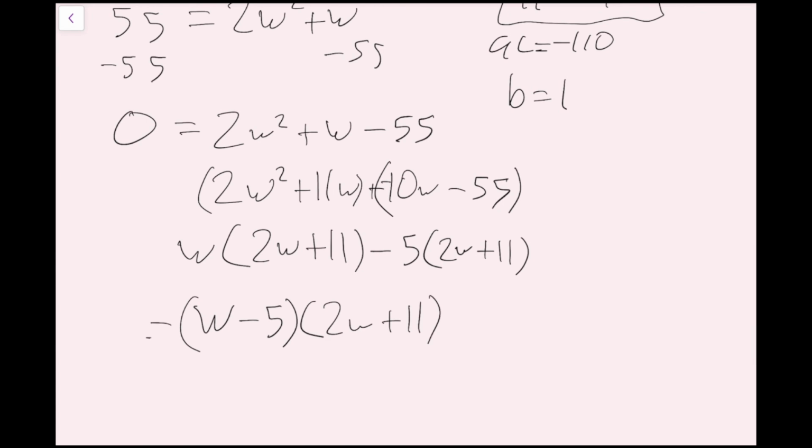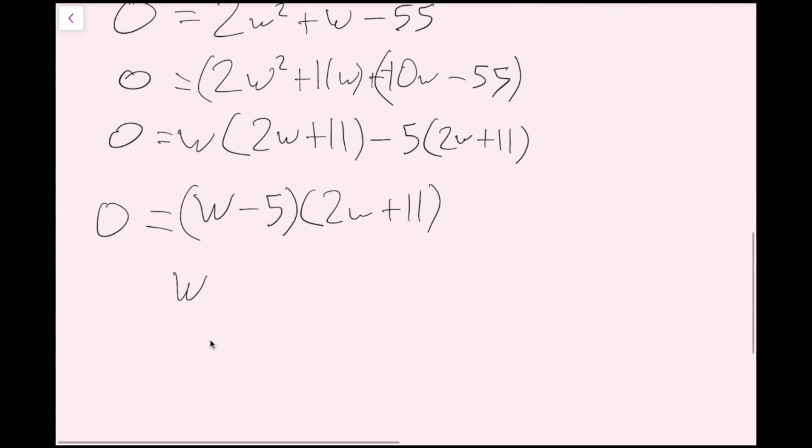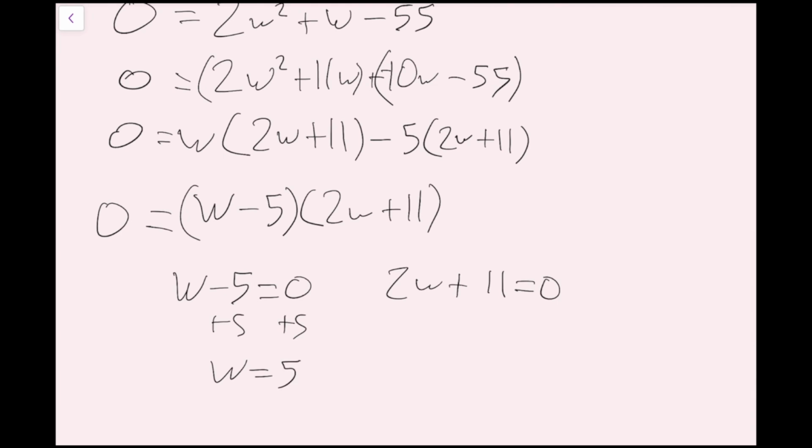And this all equals 0. I could have rewritten the equals 0, but I was just factoring and kind of forgot to. That's okay. Anyway, now I just have to solve this using the zero product property. Well, w minus 5 is going to equal 0. And then 2w plus 11 is going to equal 0. What I'll have to do is add 5 here. I get w equals 5 as one of my values for the width. And I'm going to subtract 11. I get 2w equals negative 11, divide by 2.